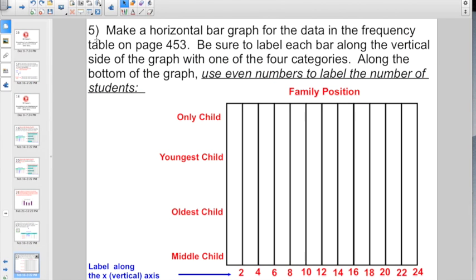So for problem number 5, they are saying, make a horizontal bar graph for the data in the frequency table on page 453. Be sure to label each bar along the vertical side of the graph with one of the 4 categories: only child, youngest child, oldest child, or middle child. Along the bottom of the graph, they want you to use even numbers to label the number of students.